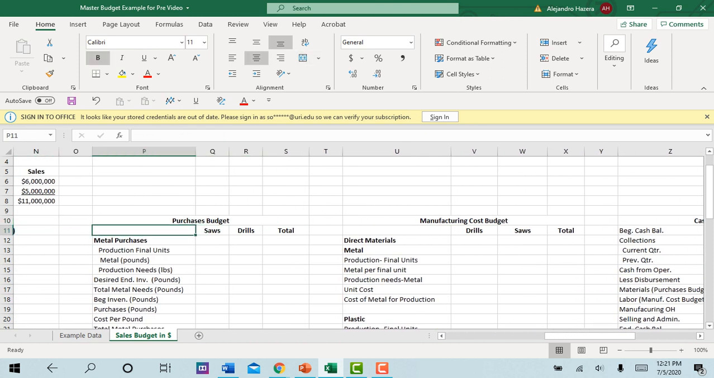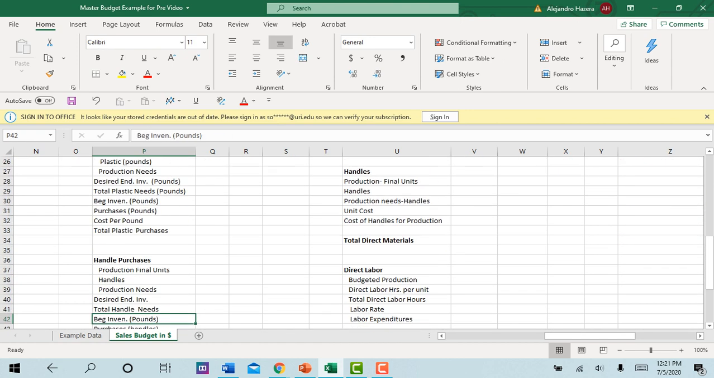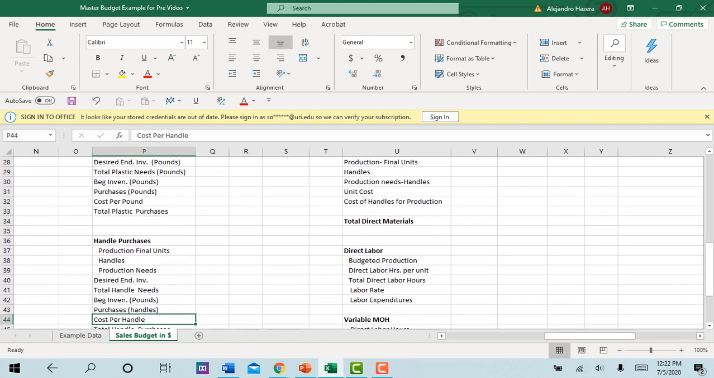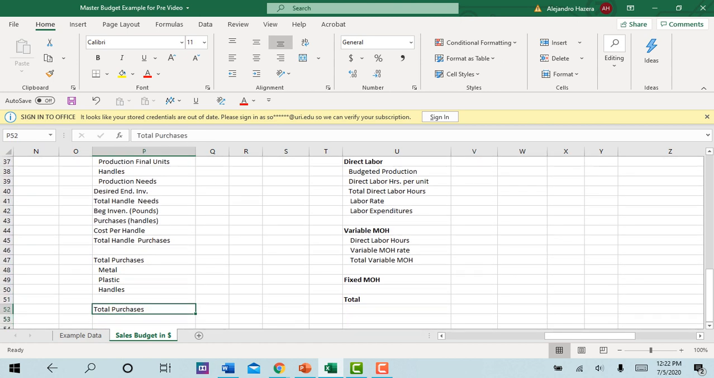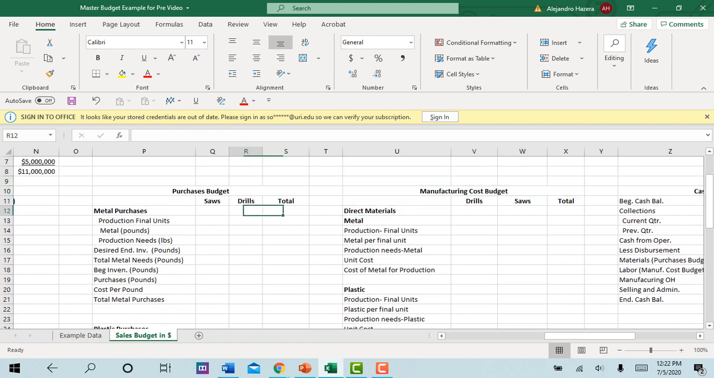Okay, so let's go ahead and start with the purchases budget. You're going to see that for the purchases budget, we're just going to compute the total purchases that we're going to need for all the direct materials: metal, plastic, and handles. And then we'll come to total purchases. And then in the budget for manufacturing costs, we're going to compute the total manufacturing costs of all types, including direct material, labor, and variable manufacturing overhead.